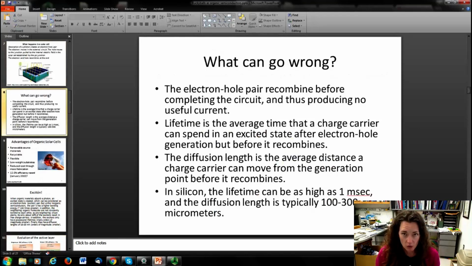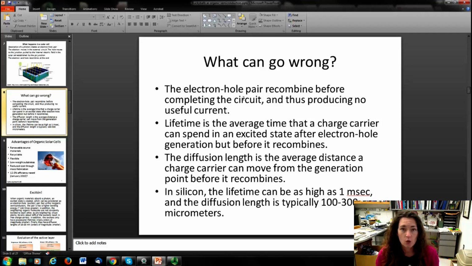Now, what can go wrong? Well, a lot. First of all, the electron hole pair can recombine before it completes the circuit and produce no useful current. So it gets created somewhere within the sandwich, but then it promptly recombines. The electron and hole recombine with either each other or another neighboring electron hole pair that was created by a different photon maybe, and that doesn't produce any useful current.